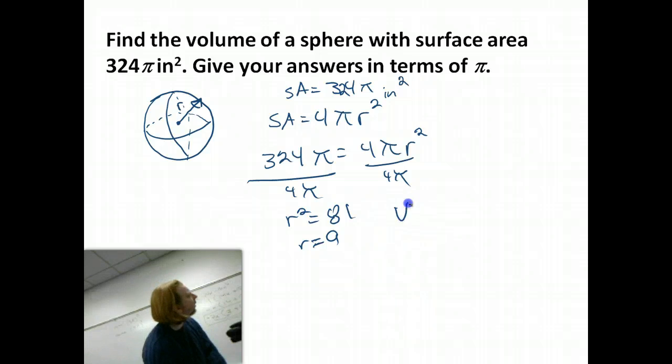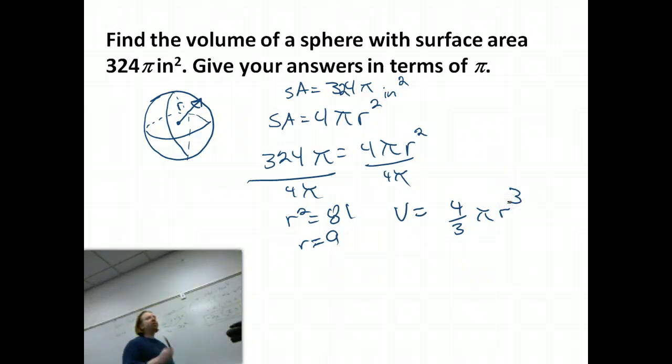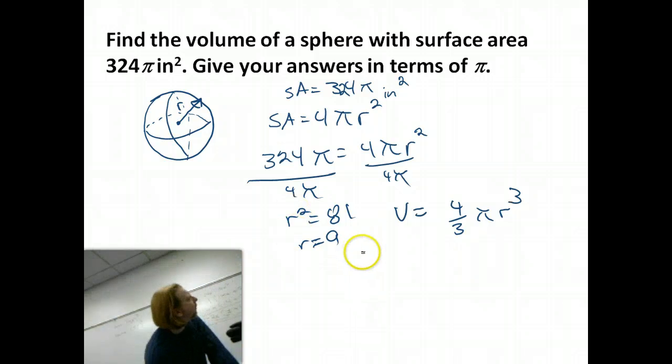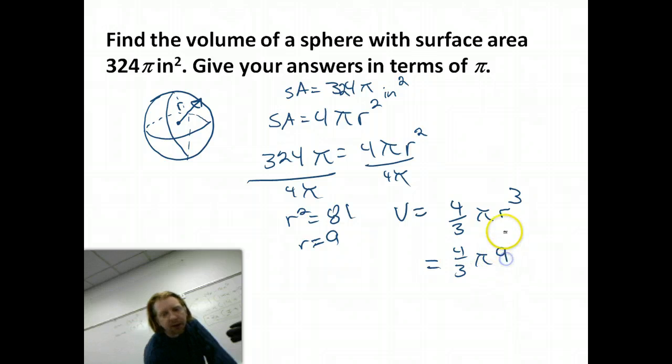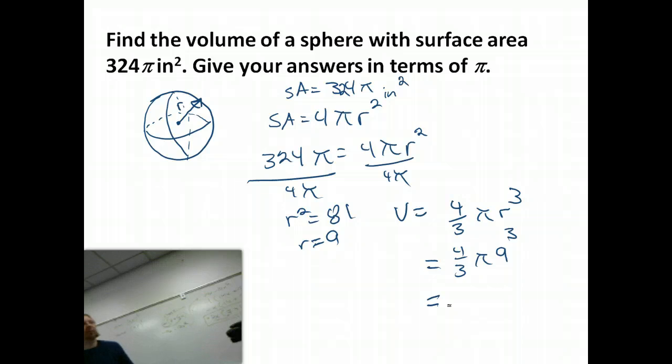Now I can say, all right, the volume is going to be 4/3 pi r cubed. And sadly, there's no shortcut between the two. I mean, we can create one, but we're still going to need the radius in there somewhere. Well, I guess we could put them together and solve for r, but it's a lot of work. So this would be 4/3 pi and then 9 cubed. And then now it's calculator pounding.